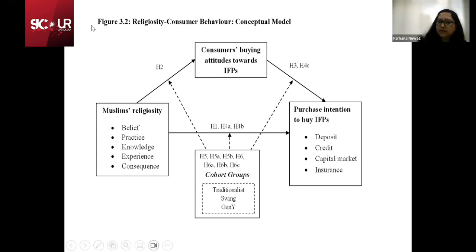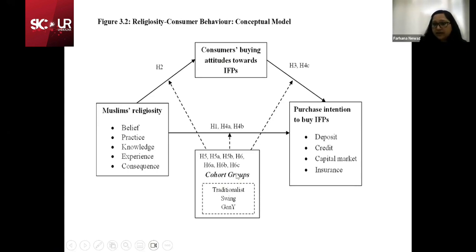So it will not first affect the purchase intention directly. It will first affect people's attitude, their feelings. And if you are feeling good or positive, then you will intend to buy the product, right? So here, religiosity can affect this dependent variable either directly or through this mediator. These are the ways you can draw the arrows.